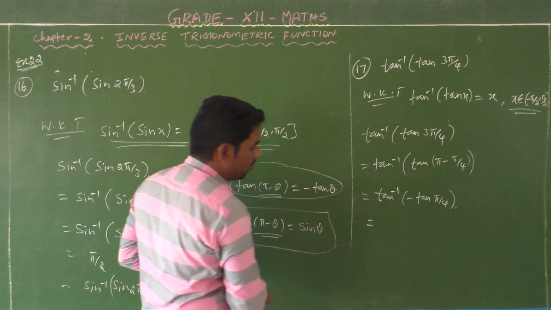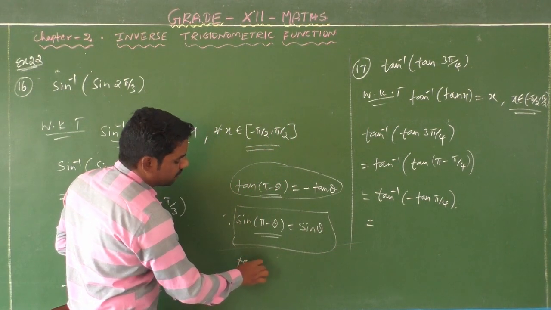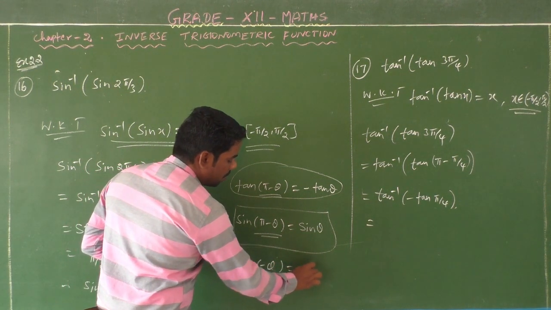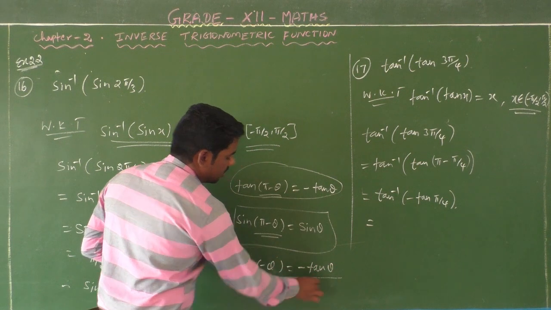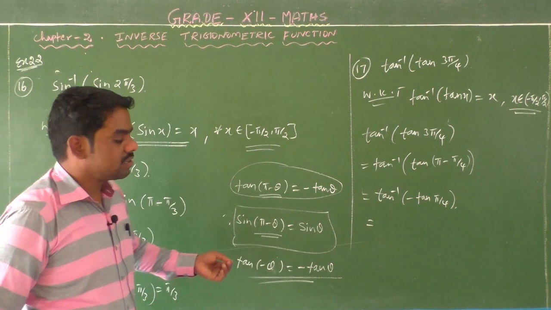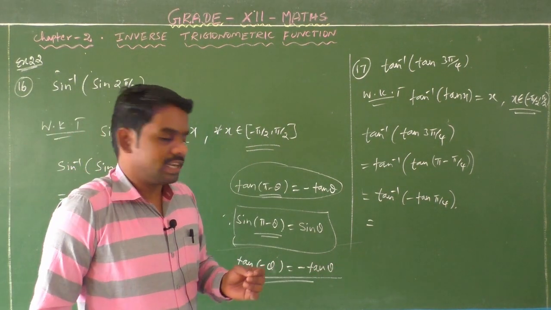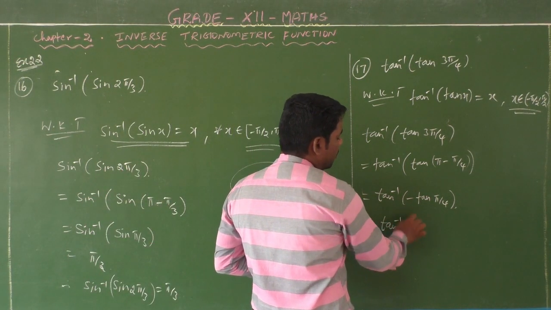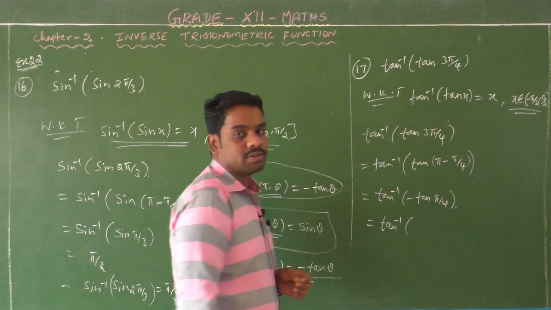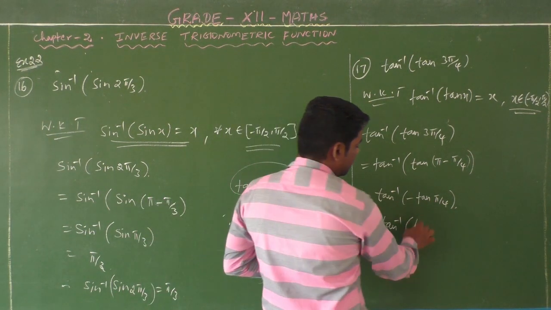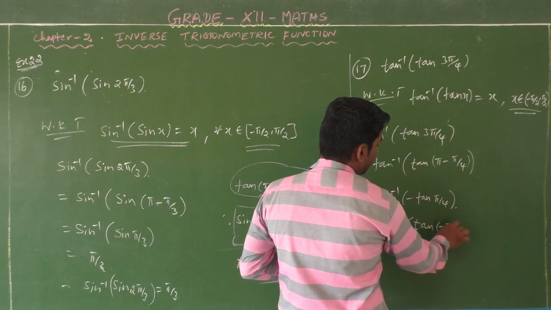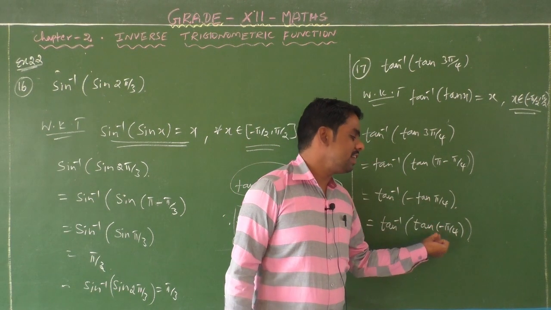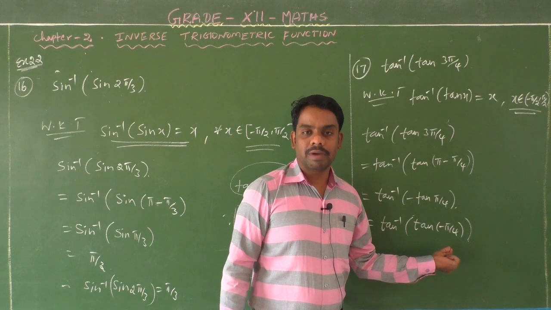And one more formula: tan of minus theta is equal to minus tan theta. Listen, here we have minus tan pi by 4 inside the tan inverse. This value is written in the form tan of minus pi by 4. So minus tan pi by 4 is equal to tan of minus pi by 4.